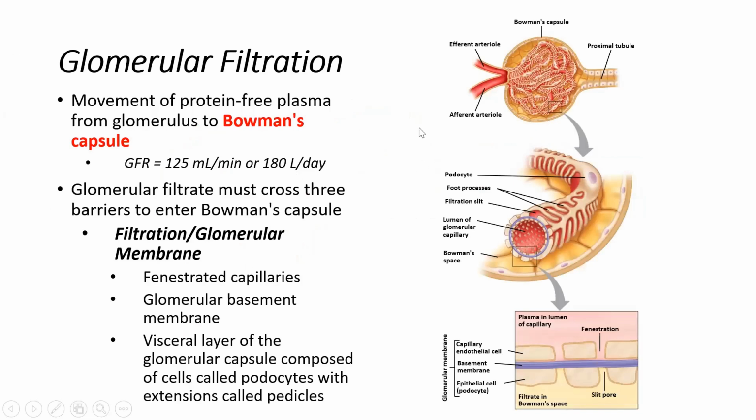Okay, let's start to look at the first process in a little bit more detail. So this is glomerular filtration, and this is the movement of protein-free plasma from the glomerulus to the Bowman's capsule. Very similar trend to what we saw when we looked at the movement of fluid across our capillary bed, right? Proteins do not get to move across.